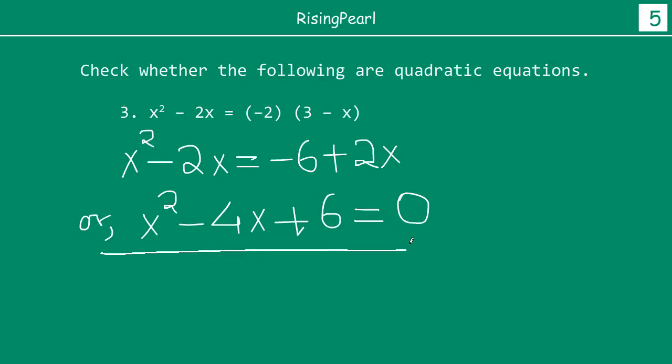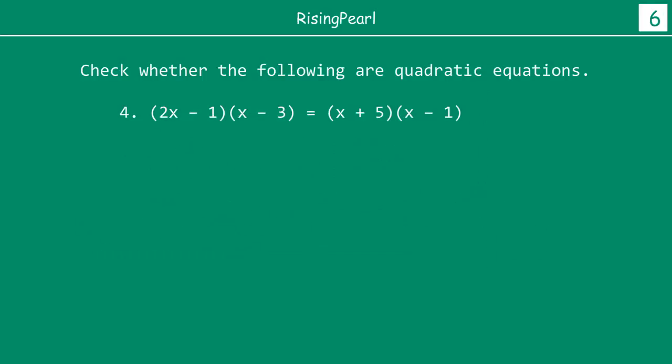This is absolutely a quadratic equation. So yes, this is a quadratic equation. Let's see if we can get one more. So here we have this term. Let's open the brackets first. So 2x times x will be 2x squared. 2x times minus 3 will be minus 6x. Minus 1 times x is minus x. Minus 1 times minus 3 will be plus 3.